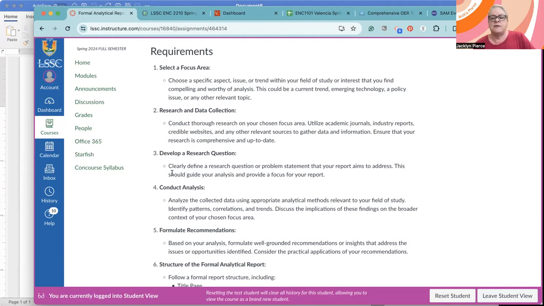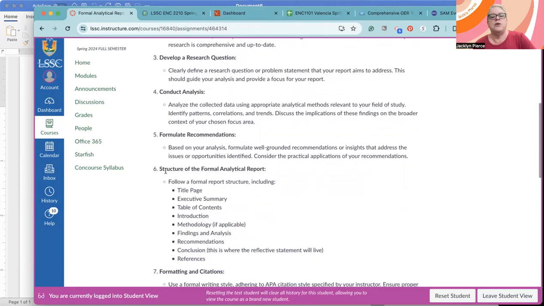Discuss the implications of these findings on the broader context of your chosen focus area. You are going to then formulate recommendations based on your analysis. Formulate well-grounded recommendations or insights that address the issues or opportunities identified. Consider the practical applications of your recommendations.